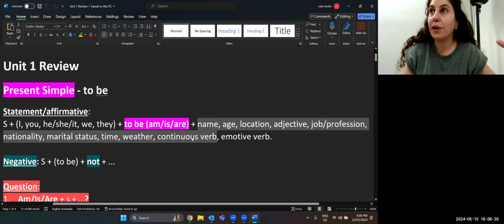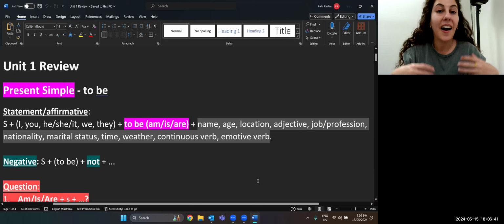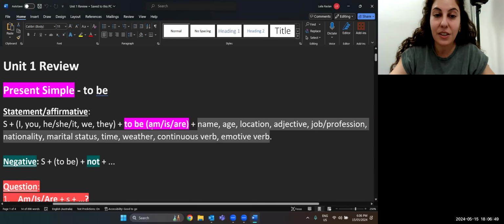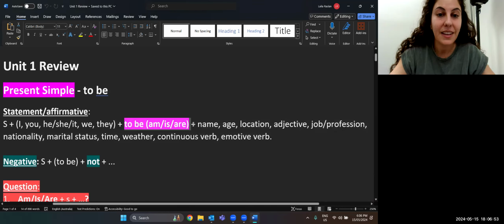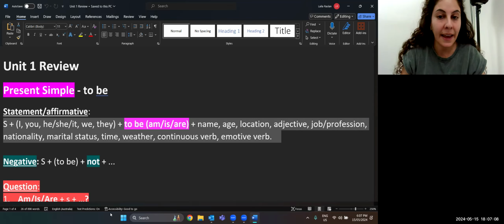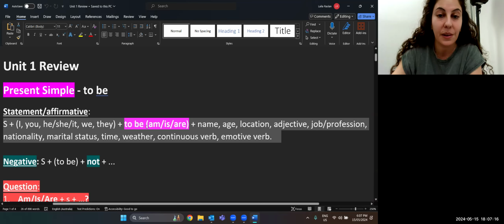Remember, the continuous is the verb with the ing. So I am teaching now. Or an emotive verb. Remember, an emotive verb was like the action that had a feeling, like I'm excited, I'm happy, I'm sad, I'm depressed, I'm upset. So that's when we use the verb to be. Am, is, are, depending on the subject. I am, you are, he, she, it is, we are, they are. Okay, so that's how I make a sentence to talk about my name, my age, my location. So anytime you want to talk about these things, you must use this verb. If you're going to say your name, say, I am your name. Your age, I am your age.